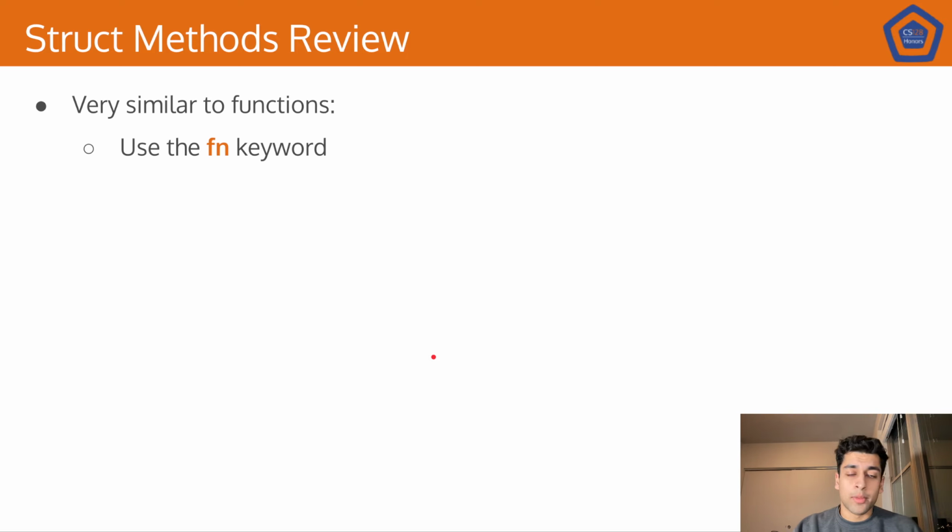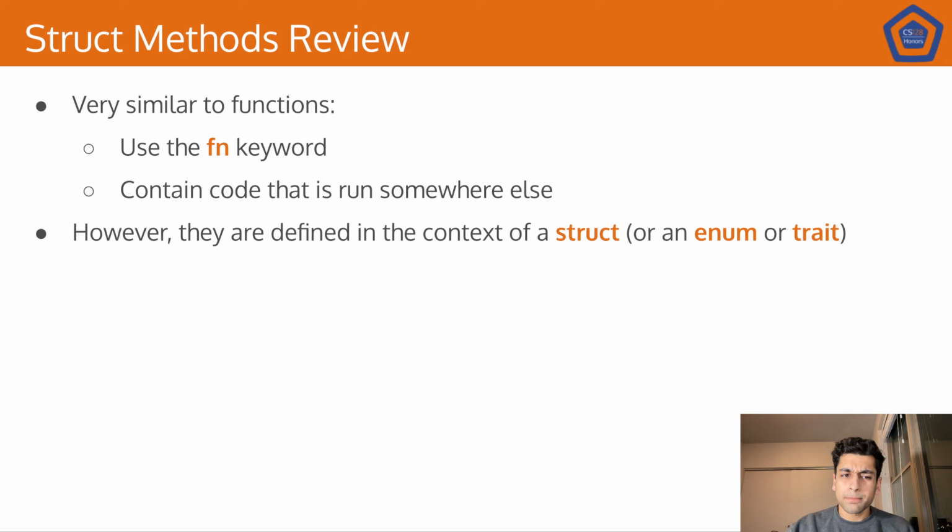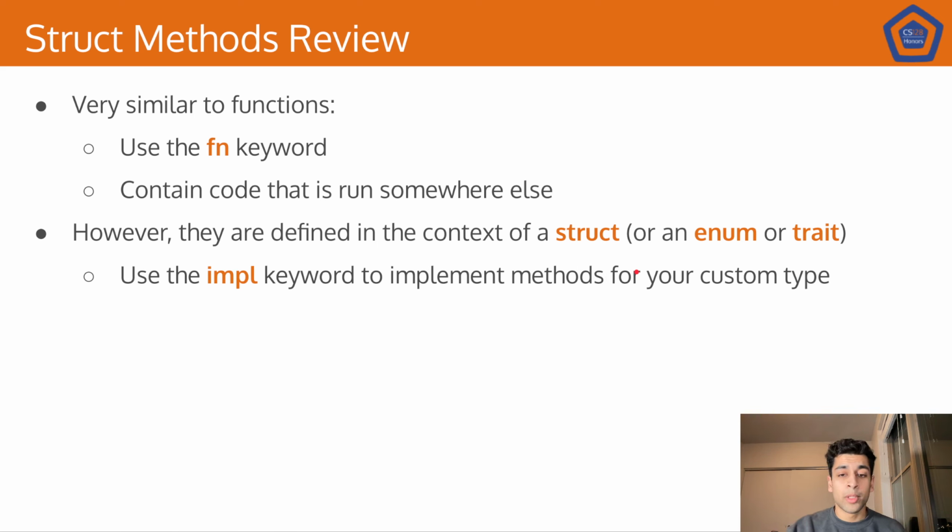Okay, let's get into it. So struct methods are very, very similar to normal functions, they use the fn keyword. These functions just contain code that's run somewhere else. However, they're defined in the context of a struct, or an enum, or trait. Traits will come after spring break, but we'll be implementing custom methods on an enum today, and the same can be applied for structs because they have practically the same syntax. So you use an impl block, an impl keyword, to define these methods that you're implementing for your custom type.